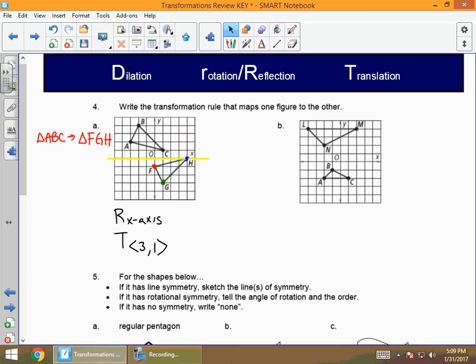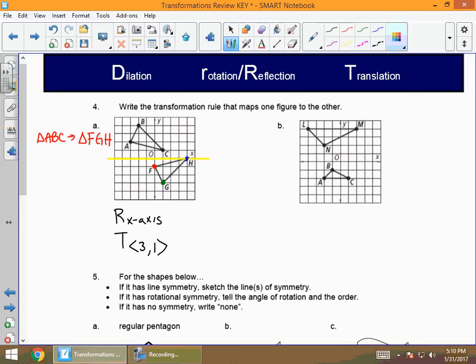So the two transformations: reflect over the x-axis, translate 3, 1. Are there other ways to do it? Absolutely. This is not the only way, but it's the way that I like best. So it's the way that I do it.